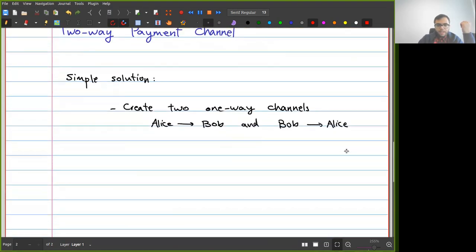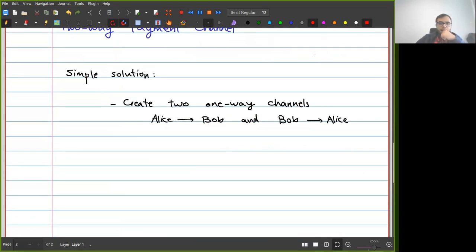Okay. Now, here's the problem. If I have a one-way channel with capacity, let's say 100 from Alice to Bob, and I also have a one-way channel with capacity 100 from Bob to Alice. Now, consider this sequence of payments. Let's say that Alice pays Bob 99, or okay, not even 99, let's say 75 Hong Kong dollars.